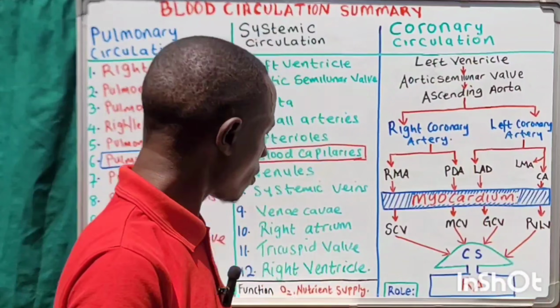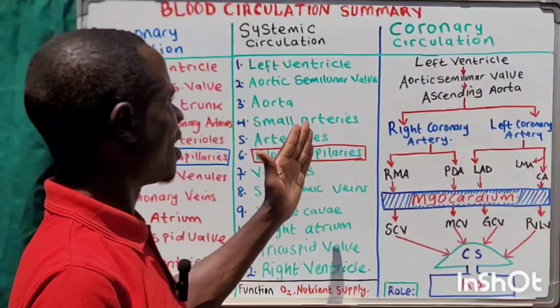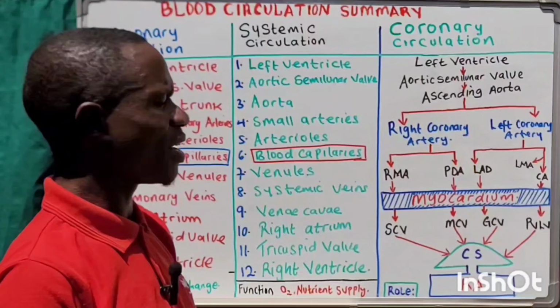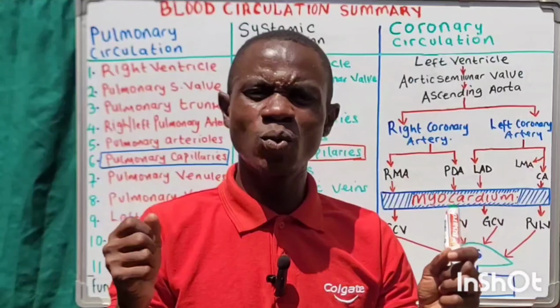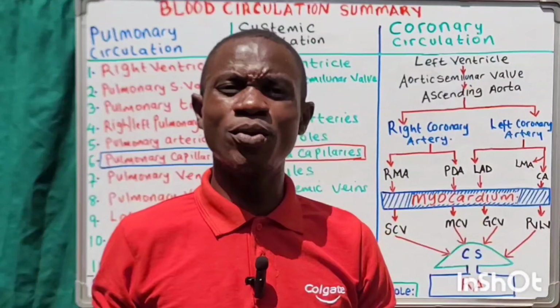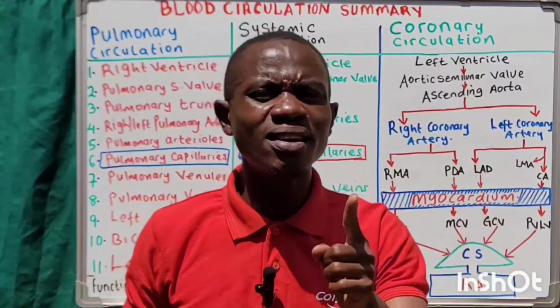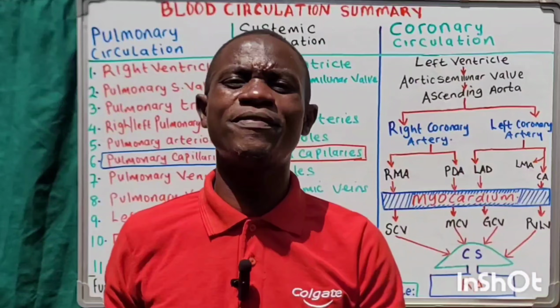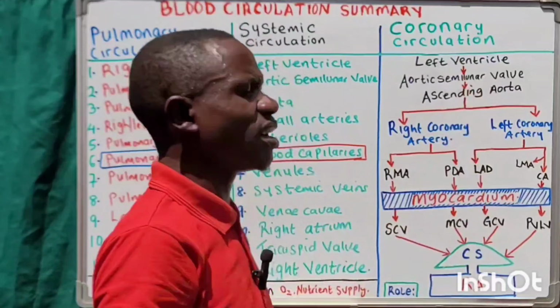Now that we have seen systemic circulation in the simplest summary, let's take a look at coronary circulation. Coronary circulation, we said, is the type of circulation which involves supply of oxygen-rich blood to the entire myocardium, or the heart muscles. This coronary circulation is only going to be happening during ventricular diastole. We're saying that the coronary circulation is starting from the left ventricle.